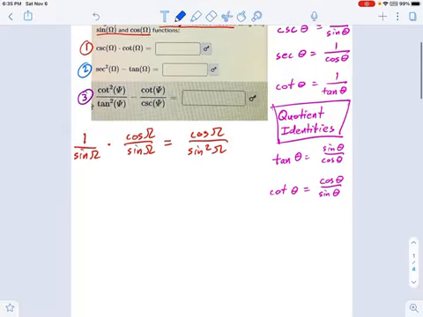Let's see, what do we have here? Secant squared minus tangent squared. So when I see secant, I think, oh, that's just 1 over cosine. And because it's secant squared, it's really 1 over cosine squared. And that's going to be minus tangent. Well, by the quotient identity over here, tangent is sine over cosine. So I have sine over cosine.